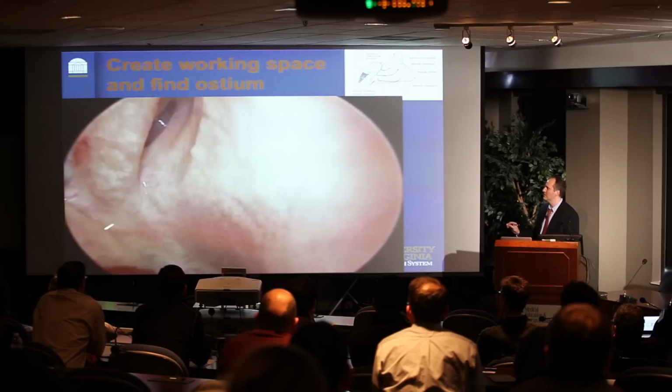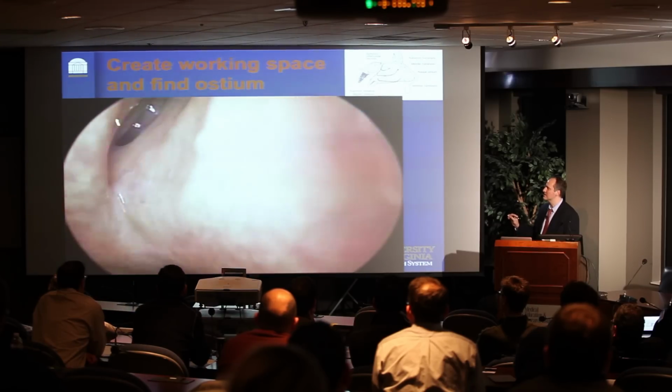So this is sphenoethmoid recess. There's the ostium. The ostium's always lower, people, than you think it is. The mistake in endoscopy is going too high early. It's always lower. Stay on the inferior border of that middle turbinate.